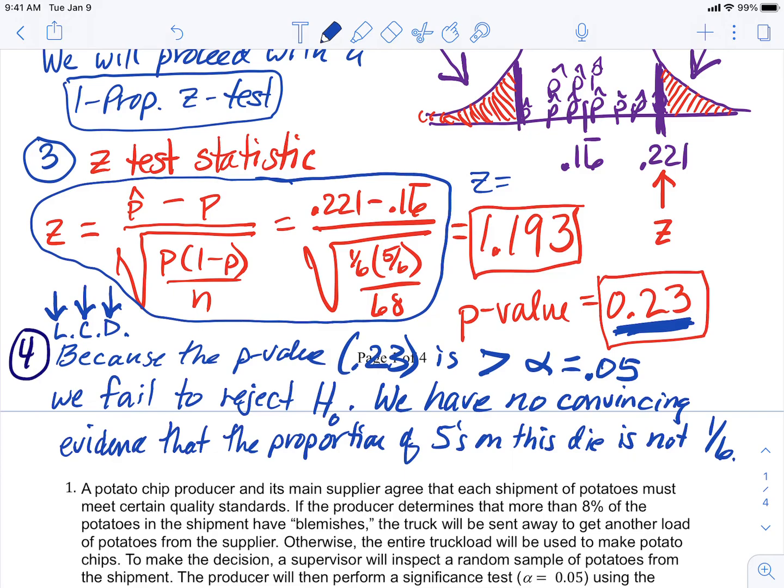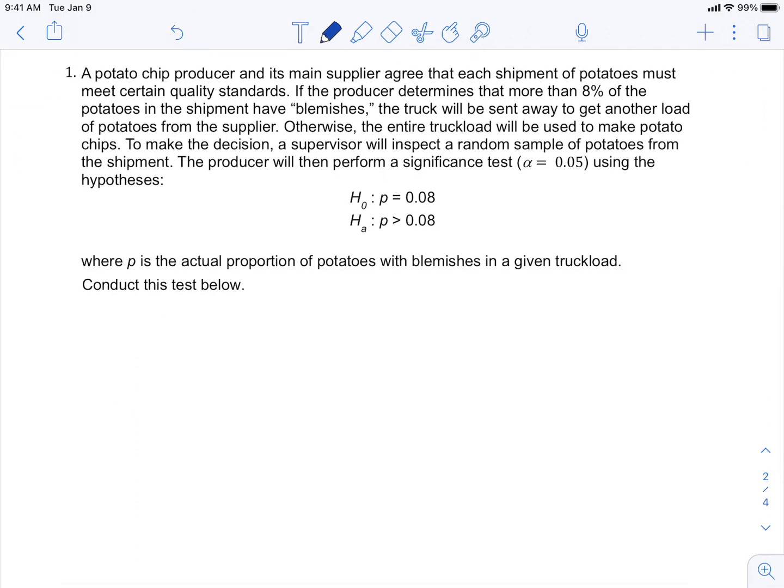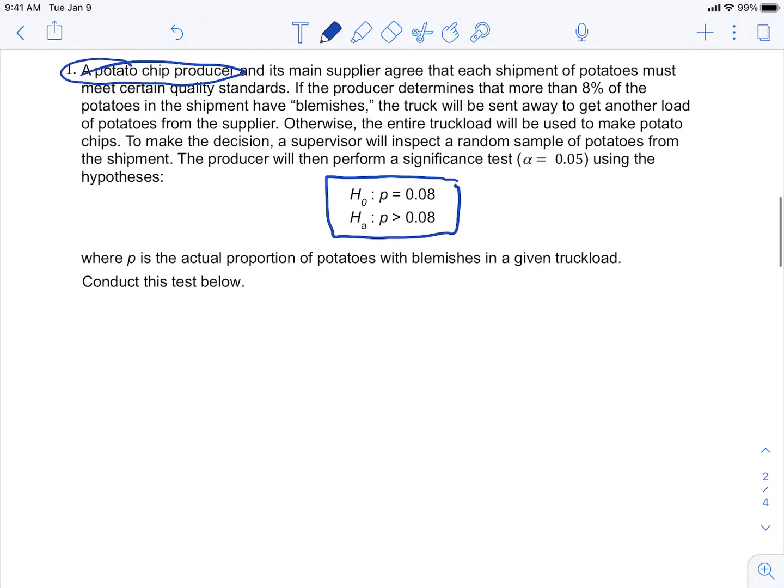So that's one problem. And what I would like you to do now, we're going back to this potato chip problem that we talked about in the previous lesson. And now you have an opportunity to actually conduct a complete test. And so you've got the whole page there. I would like you to see if you can kind of follow the steps. This time it's just a one-sided test because it just says greater than. They don't worry about if there's less than 8% blemished.